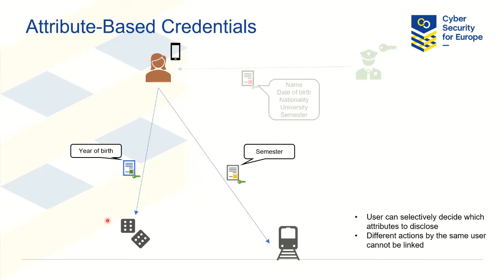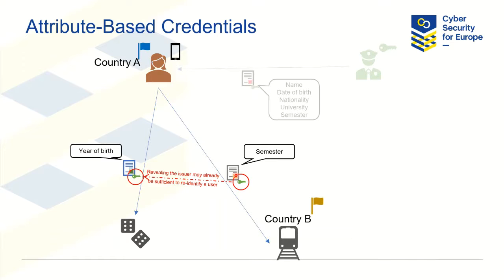Now, ABC systems allow the user to selectively decide which attributes to disclose and which information to keep secret, and they ensure that different actions of the same user cannot be linked. However, attribute-based credentials typically disclose the public key of the issuer that certified the information to enable the relying party to check whether she is willing to accept information certified by this issuer or not. But unfortunately, this by itself can already be a privacy bottleneck.